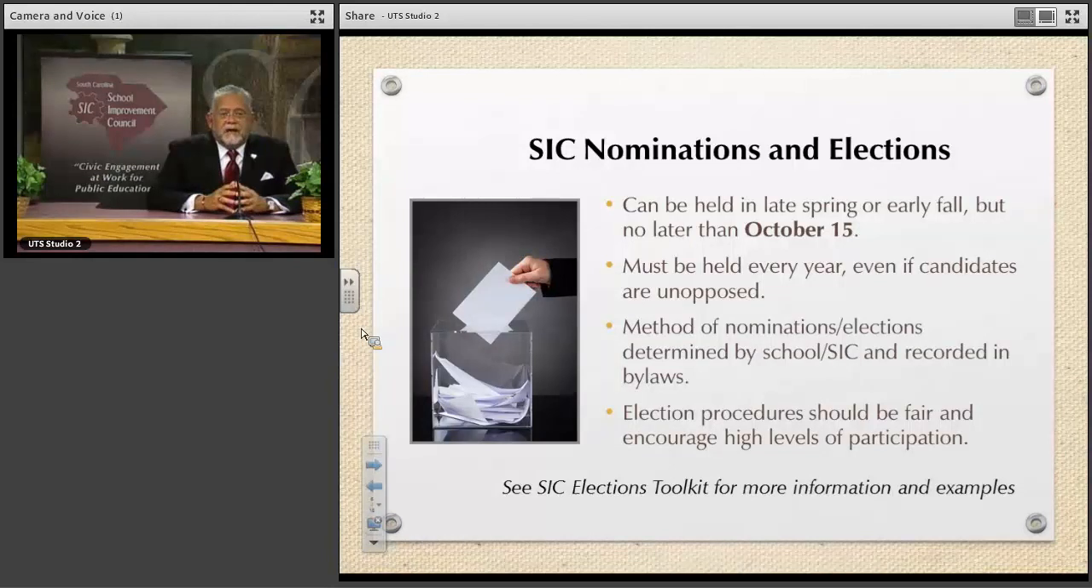If you need additional guidance on when or how to hold an SIC election, or if you'd like to see samples of parent nomination forms, ballots, and candidate information sheets, please look through the SIC Elections Toolkit on our website, or call our office and speak to a member of our staff.